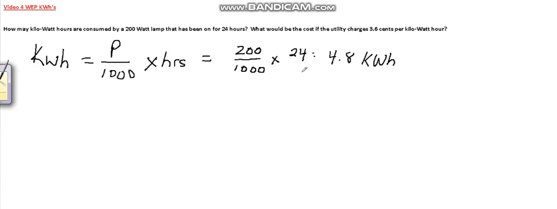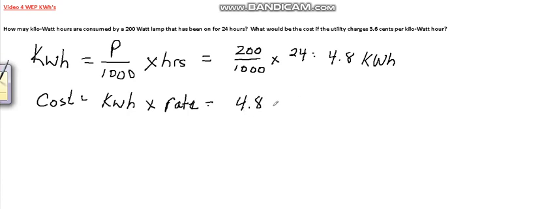And then the second part: what would be the cost if the utility charges 3.6 cents per kilowatt hour? The formula for cost is fairly simple. It's my kilowatt hours times the rate, because your hydro company charges you based on kilowatt hours. So I've got 4.8 kilowatt hours times 3.6 cents. I'm going to divide that by 100, right? So it's not $3.60, it's 3.6 cents. In other words, 4.8 times 0.036 equals 17 cents. It's as easy as that one.